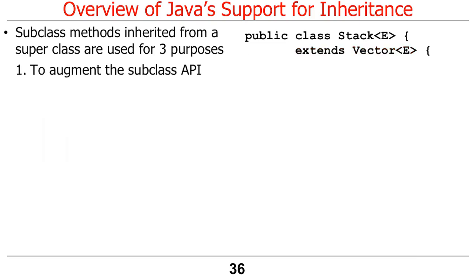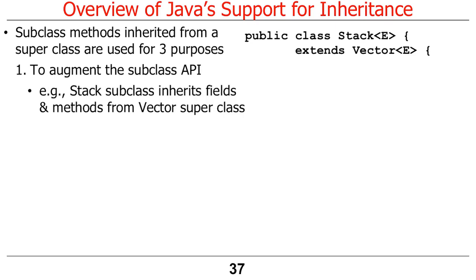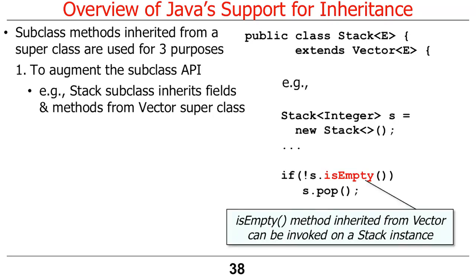The first purpose for extending a superclass is to augment the methods defined in the subclass API. For example, the Stack subclass inherits fields and methods from the Vector superclass. This code snippet shows how the isEmpty method inherited from Vector can be invoked on an instance of Stack to determine if the stack is empty or not.